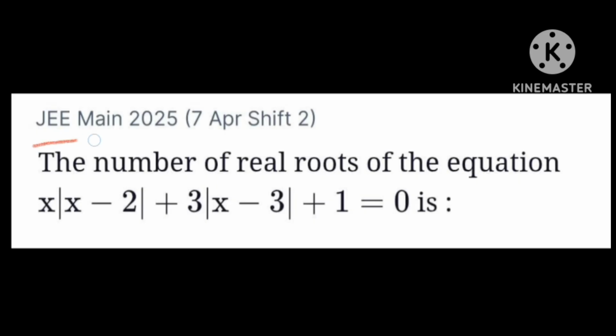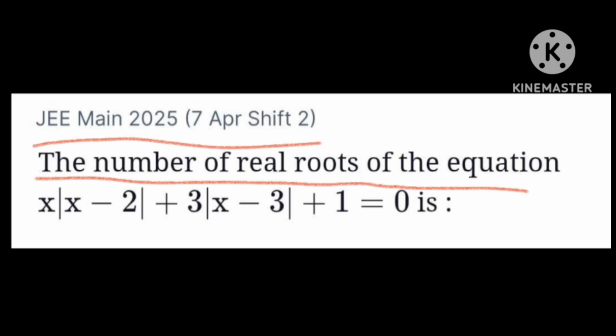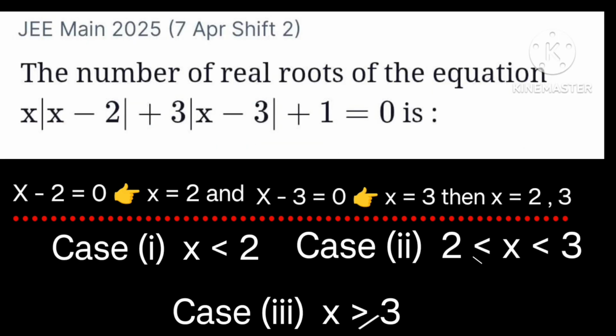So one more sum, 2025. The number of real roots of the equation x modulus of x minus 2 plus 3 modulus of x minus 3 plus 1 is equal to 0. x minus 2 is equal to 0, x is equal to 2, and x minus 3 is equal to 0, x is equal to 3. Then x is equal to 2, 3.